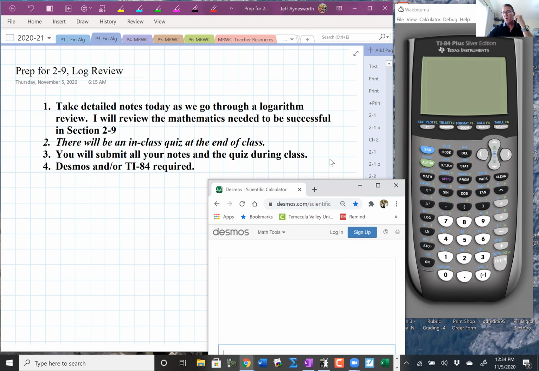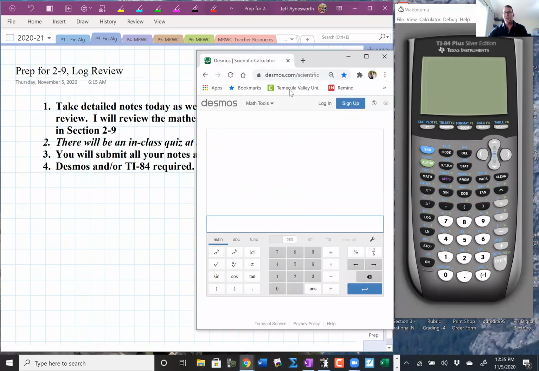We're going to be using Desmos quite a bit, so open up a tab. Even if you have a TI-84, I want you to use it because Desmos, I'm talking about the scientific version right here. So you've got to go to desmos.com/scientific. Look up in my address bar at the very top.